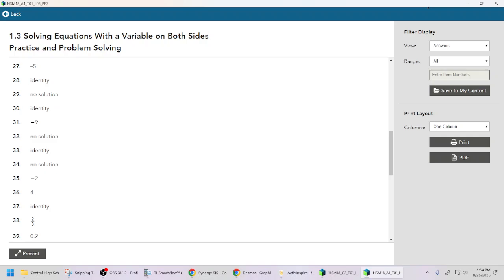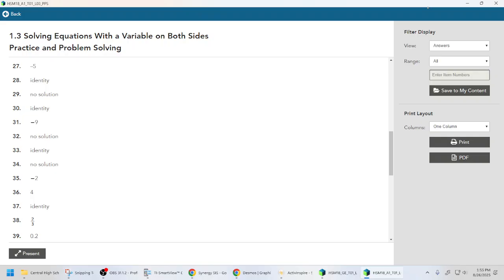Okay, 27, -5. 28, identity means infinite solutions. 29 was no solution. 30, again, identity, so infinite solutions. 31 was -9. 32, no solution. 33, identity, so infinite. 34, no solution. 35, -2. 36 is 4. And 37, again, infinite solutions.